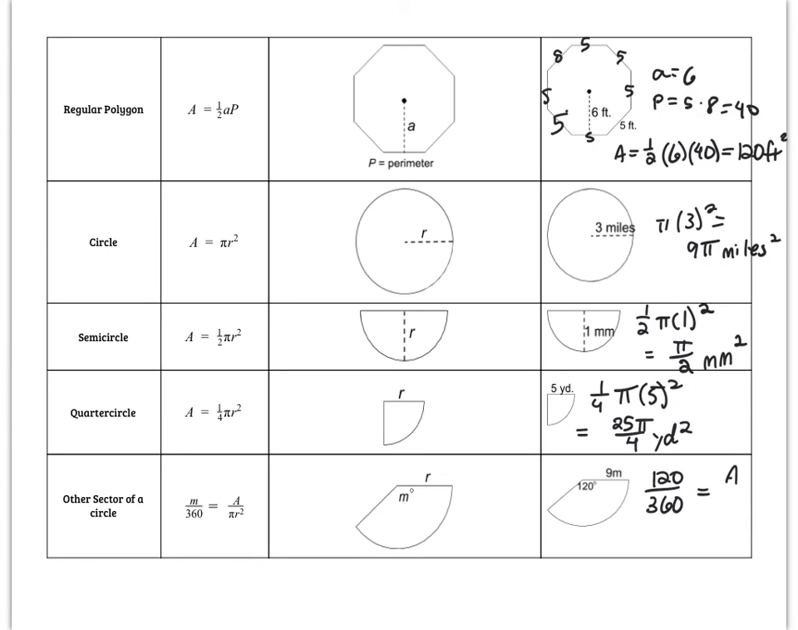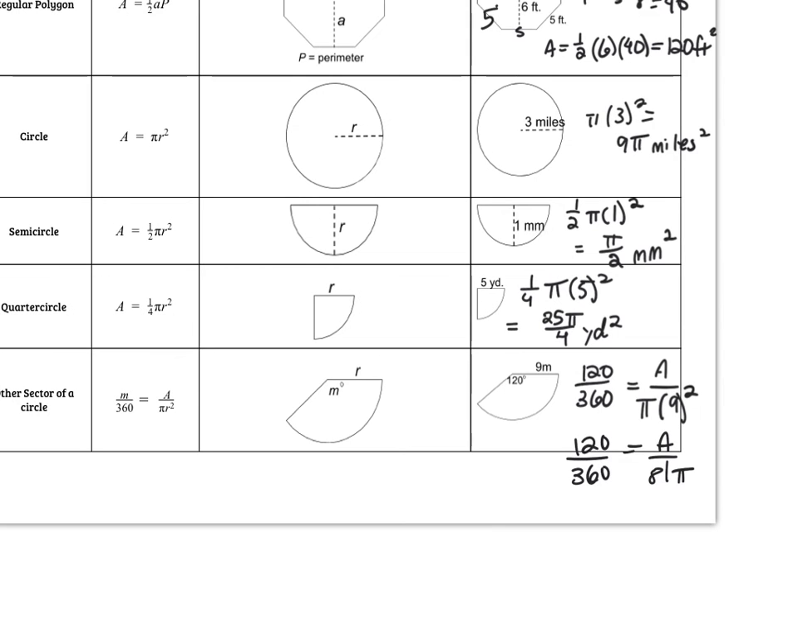And the area of the sector is going to be on our top, on our numerator of our second ratio over here. And the denominator is going to be the area of the entire circle, which we can't see, but we know it would be pi times 9 squared. So there's our proportion. We can cross multiply and divide.